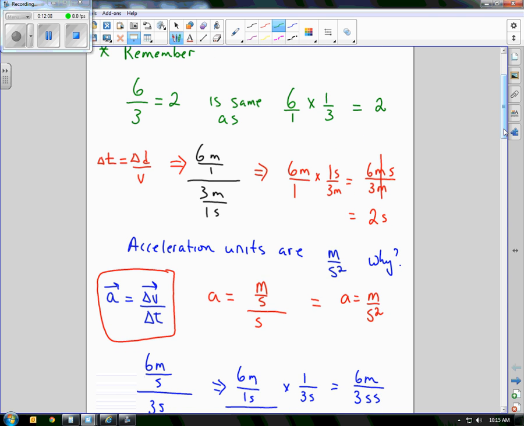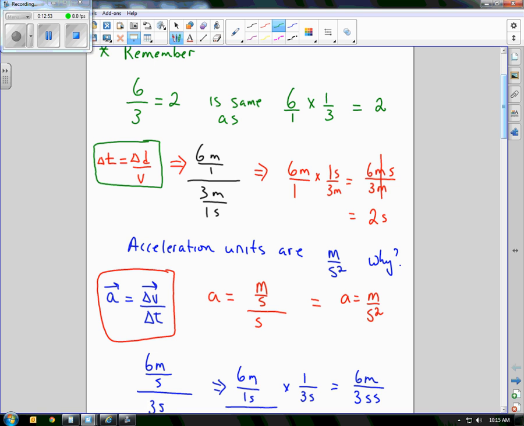So here's a formula you have. Delta t is equal to delta d over v. Let's put our units in here and see what happens. If our distance is 6 meters, we could rewrite it as 6 meters over 1, because there's really a 1 underneath there. That 1 doesn't change anything. So we write 6 meters over 1 divided by 3 meters per second, if that was our speed. It's really 3 meters in 1 second.